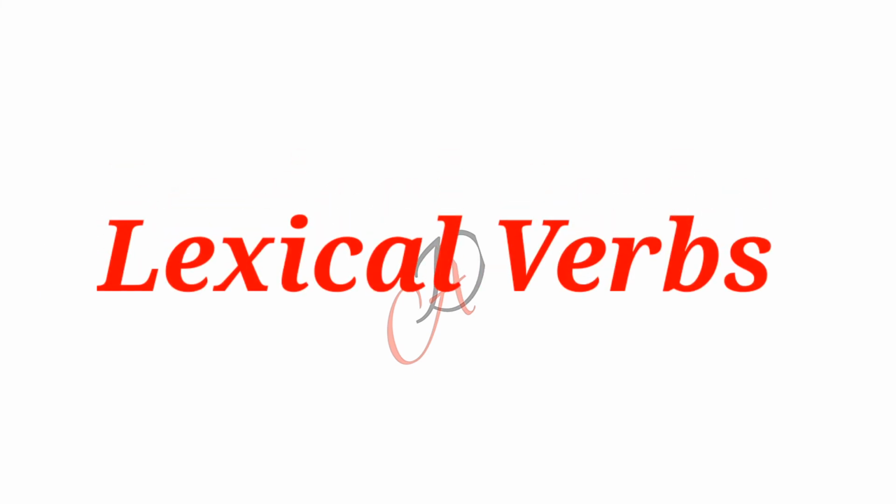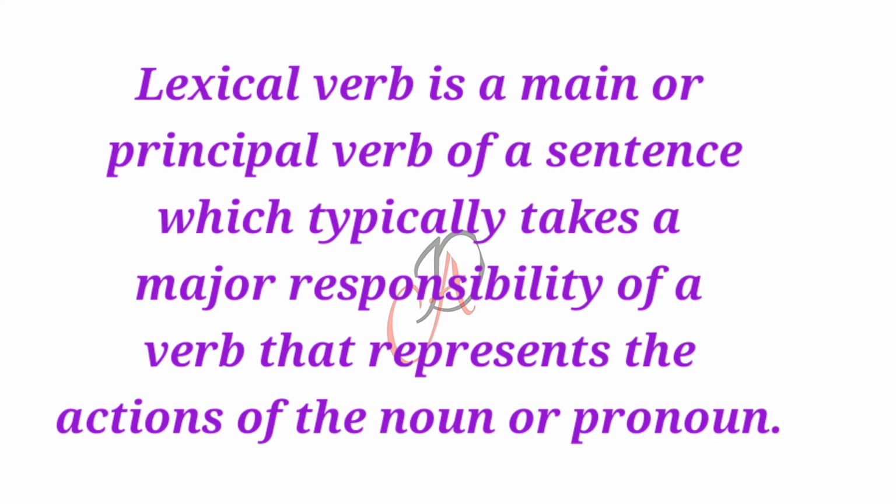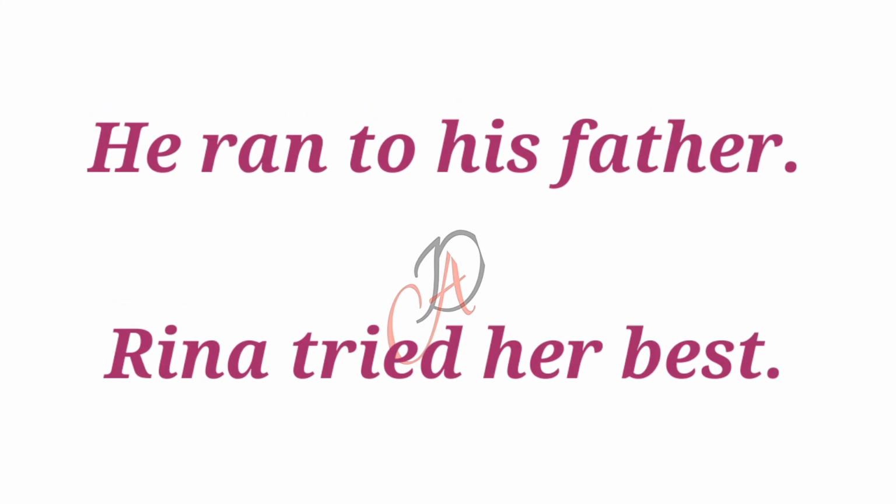Let's move on to the next type of verb, that is lexical verb. A lexical verb is the main or principal verb of a sentence which typically takes the major responsibility of a verb that represents the action of the noun or pronoun. For example, he ran to his father. And the next example, Reena tried her best. In both the examples, ran and tried are the lexical verbs.